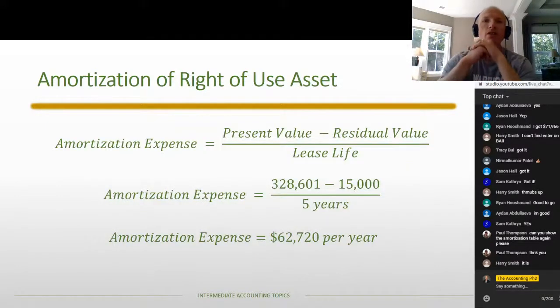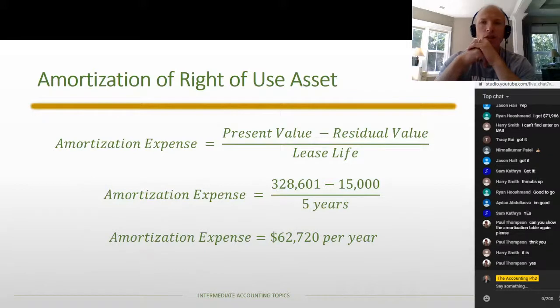All right. So given this situation, we have the present value of the minimum lease payments, that's $328,601. We have the residual value of $15,000, and we have the lease life, which is 5 years. And so the amortization expense is $62,720 per year. Again, we're using the straight line method. That's the only method we're going to use for this class. But there are other methods for amortization, like double declining balance or sum of years digits or whatever. But in this case, we're just going to do straight line.